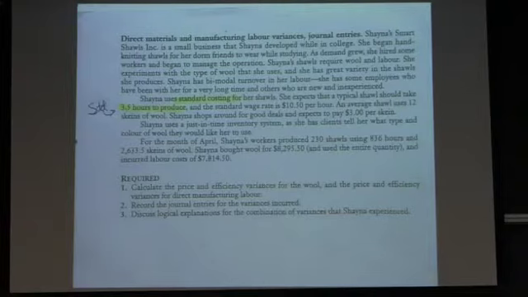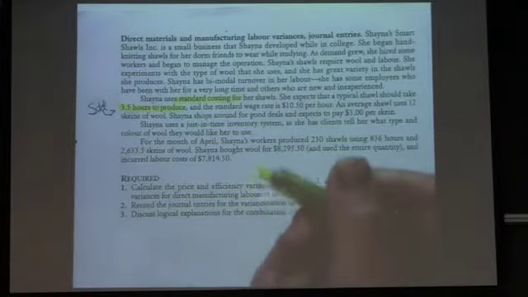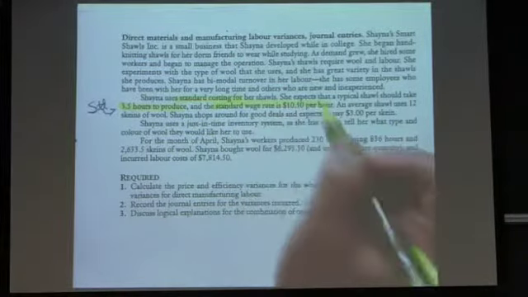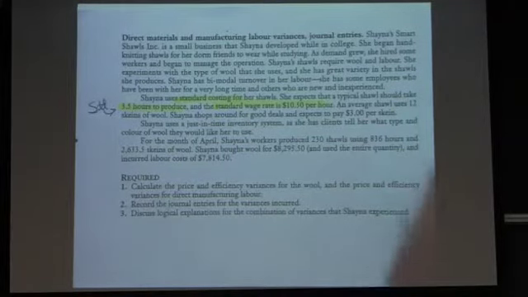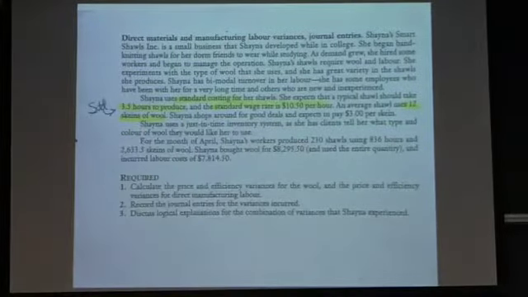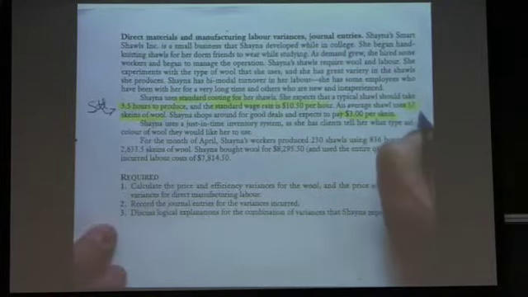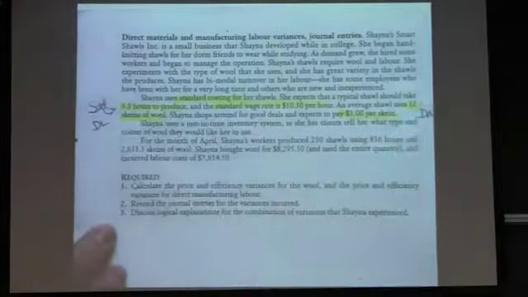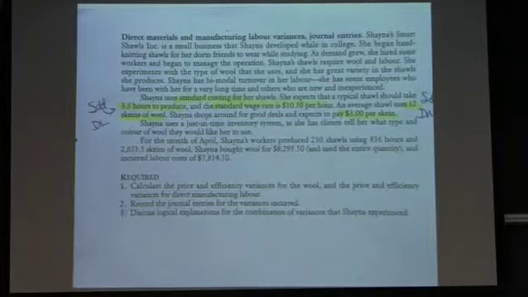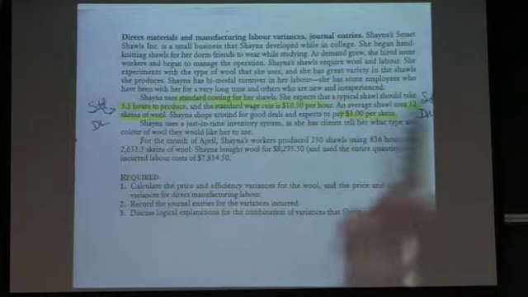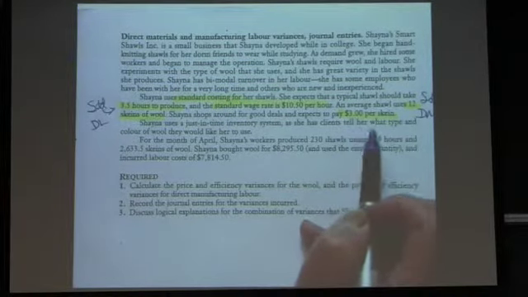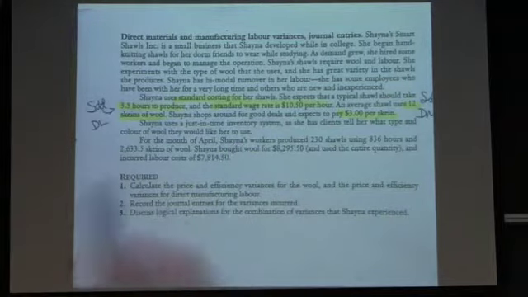So it says that it requires 3.5 hours to produce, and the standard wage rate is $10.50. The average shawl uses 12 skeins of wool, and Shona shops around for a good deal and expects to pay $3 per skein. So that's the standard material and standard labor. Now, Shona uses just-in-time inventory, and she has a client that tells her what type of color and wool she would like to use for the month of April.